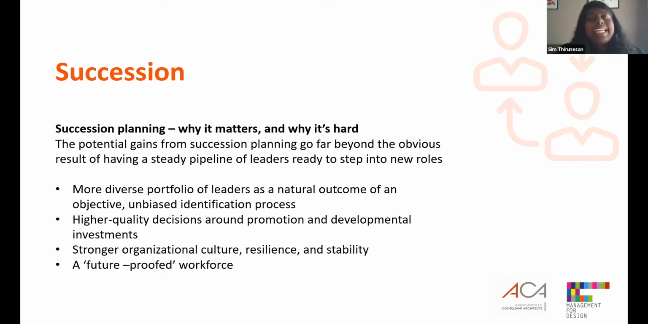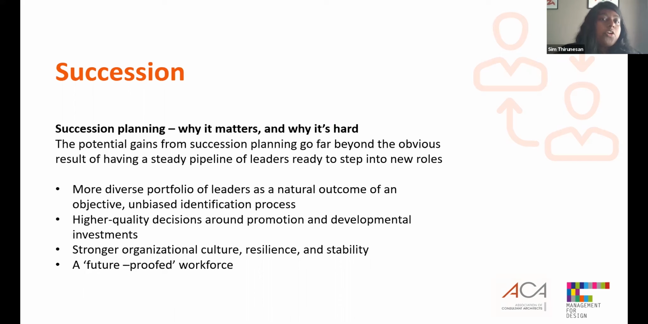Succession should be a plan in action. We often find that instead it's executed in a rather sporadic and ad hoc manner. In our experience, businesses that do have a successful transition of owners and principals have done so through years of cultivating a culture that enables seamless and natural succession. The potential gains from doing succession planning will go far beyond the obvious results of having a steady pipeline of leaders ready to step into a new role.